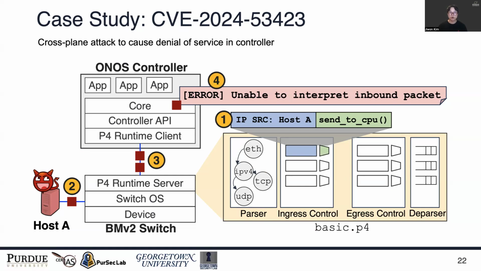However, at the ONOS core, it starts showing error messages saying it is unable to interpret the inbound packet due to invalid IPv4 packets sent by host A. Since the programmable switch can handle invalid IPv4 packets with high performance, the controller core prints error messages continuously without delivering such packets to the applications, which causes denial of service in the controller.